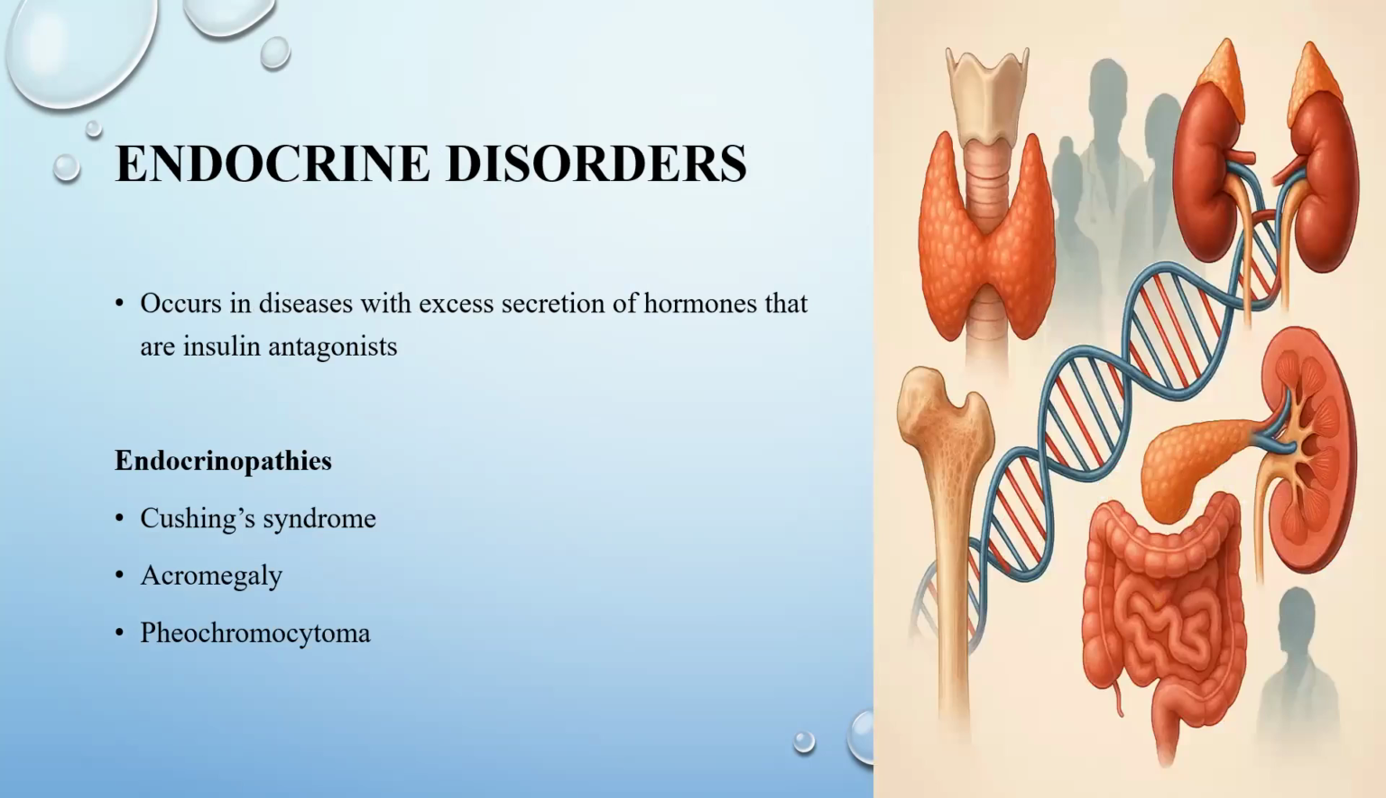Other endocrine disorders also contribute to diabetes mellitus, occurring in diseases with excess secretion of hormones that are insulin antagonists. So endocrinopathies which lead to diabetes are Cushing syndrome, which is basically a disease of the adrenal gland, acromegaly, which is due to oversecretion of growth hormone, and pheochromocytoma, which is basically a tumor of the adrenal medulla.